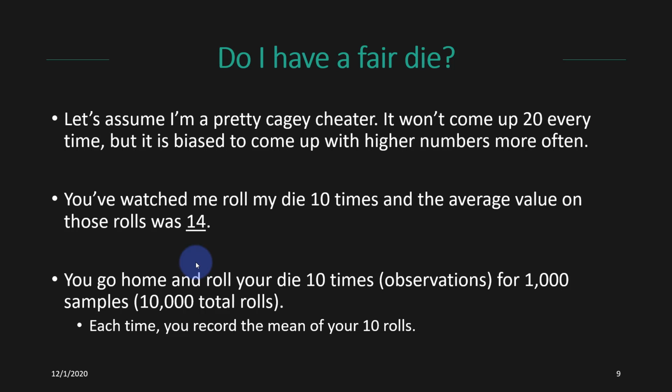But let's assume that I'm a cagey cheater, okay? So I don't want my dice to come up 20 every time, because obviously that's going to be really easy to spot. If I roll three 20s in a row, that has a probability of 1 in 20 times 1 in 20 times 1 in 20, right? So it can still happen, but if you see me rolling three 20s in a row multiple times, you're going to get suspicious really fast.